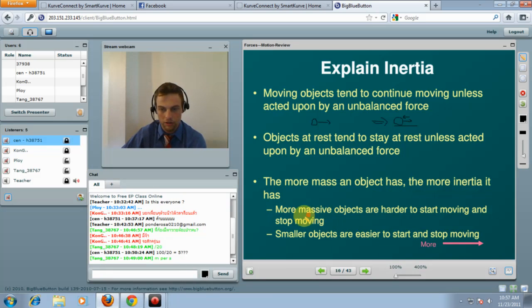This is kind of the technical description, it says more massive objects, which is just bigger objects with more mass, not necessarily bigger, but you can think about it that way, are harder to start moving and stop moving. Smaller objects are easier to start and stop moving. So like I said, if you have a gigantic boulder, it's going to take more force to move it than if you have a little boulder. It's just going to take a little bit of force. Okay, and this is kind of the concept behind inertia.